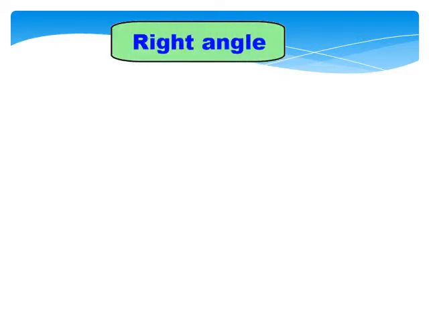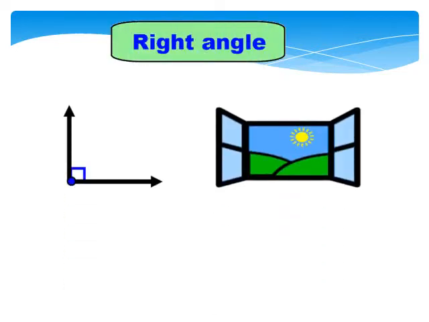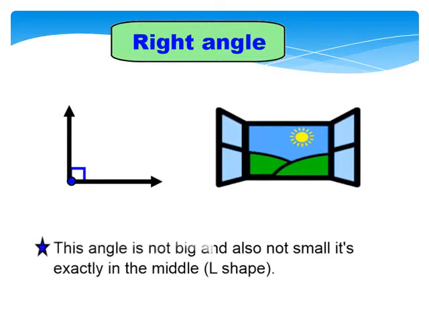So what is a right angle? A right angle is an angle that is not big and also not small. It's exactly in the middle. It has an L shape like this angle. It's like a capital L. This angle is called right angle.